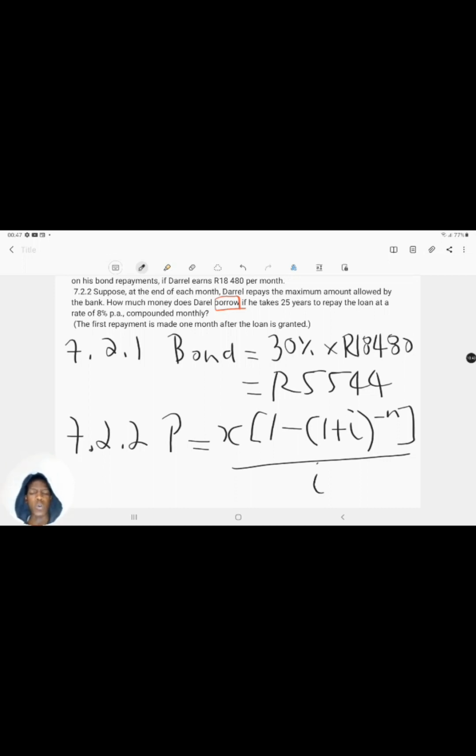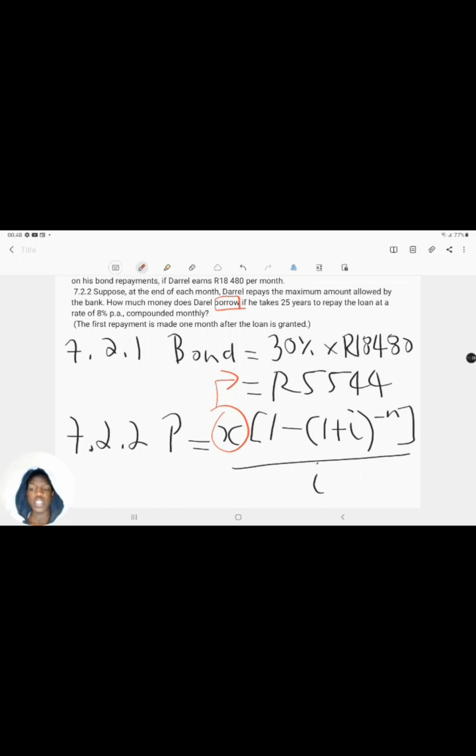Okay, so this is your present value formula. Now all you have to do is substitute, because they're asking you how much money does Daryl borrow if he takes 25 years to repay the loan. So you have all your values here, all your parameters. What is X? X is the value that we just calculated. X is the monthly payment that Daryl will have to make in order to pay back the loan, the amount of money that he's going to borrow.